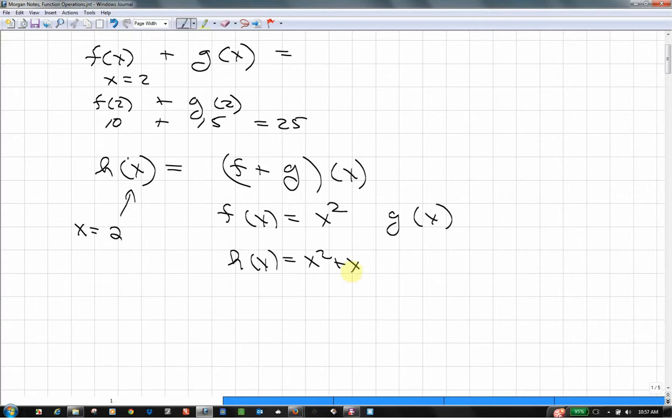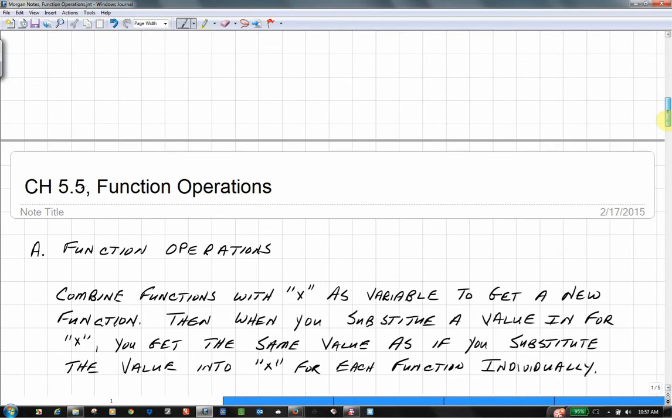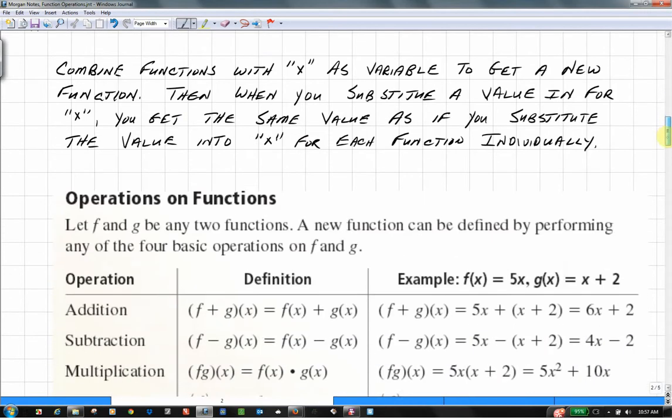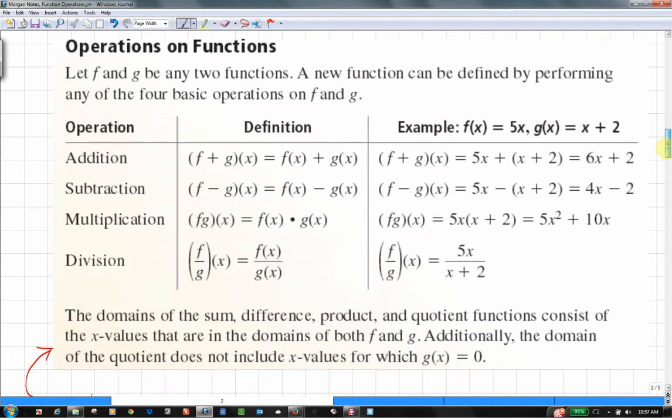I'm going to go down and show you how that works real quick. The actual operations aren't too hard, but figuring out the domain can get a little tricky. And we'll talk about that in a second. So here's just a couple quick examples. This is in the book.